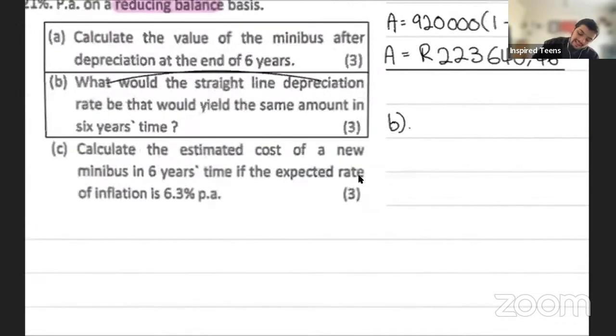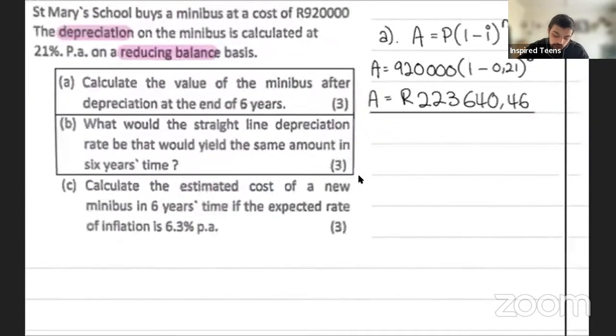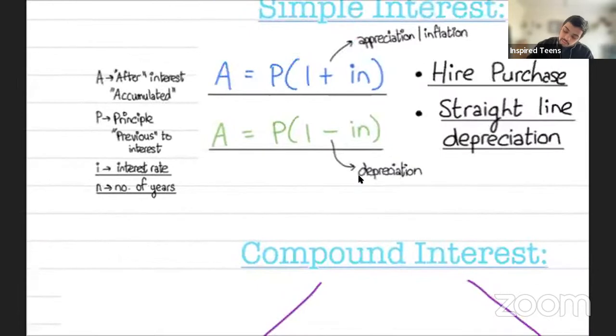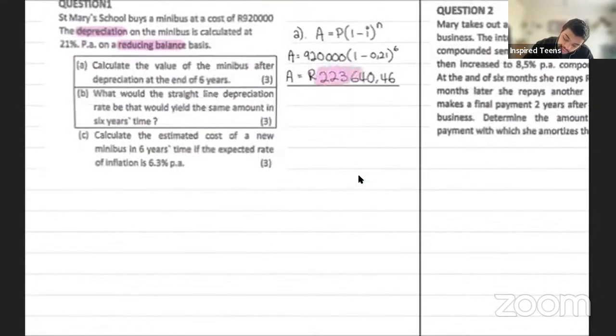What would the straight line depreciation rate be that would yield the same amount in 6 years' time? Let's read that again. So straight line depreciation, by the way, if we go back, we said, what is this? Simple interest. So they're asking, if this was actually calculated with simple interest, what would the percentage be to depreciate to the same value?